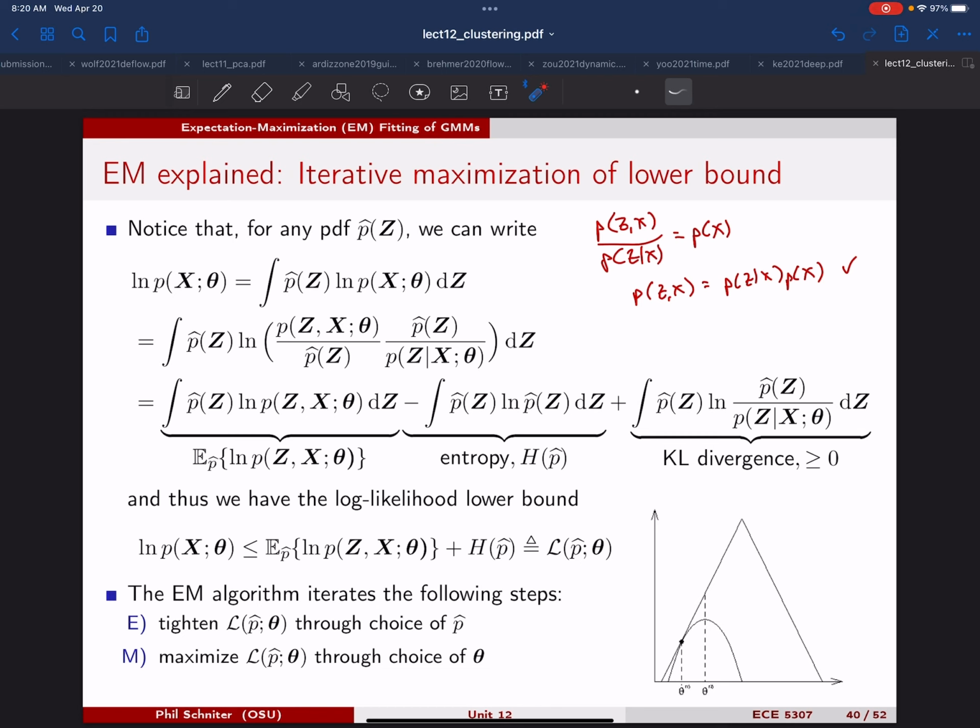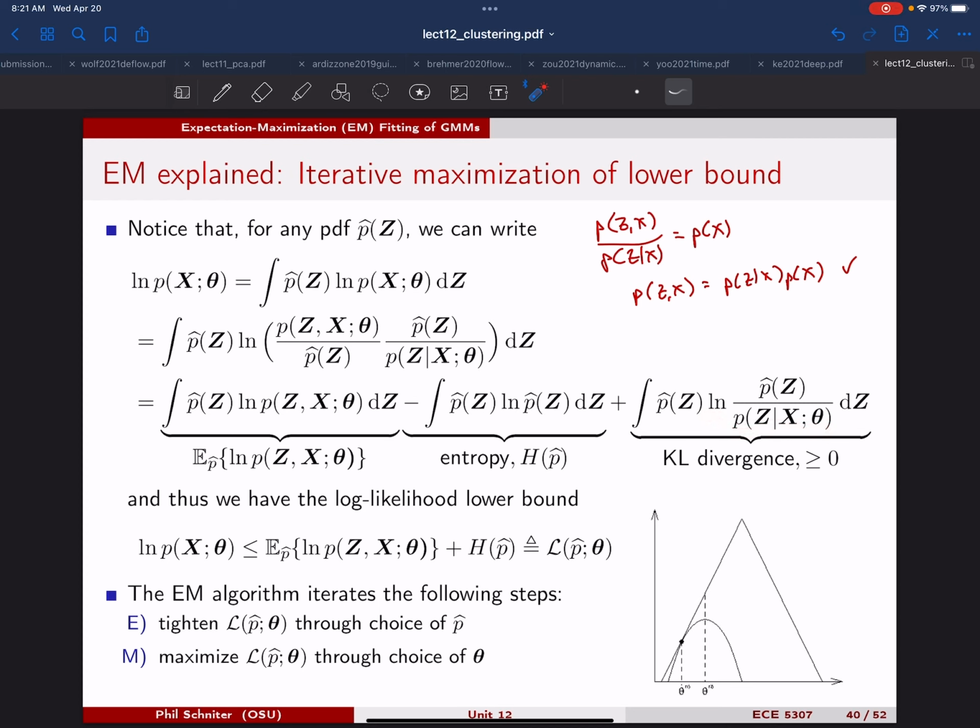So the last step is to realize that if you have the log of a product, that's the sum of the logs, right? So I can expand this, actually, we can go even further. I can expand this into log of the joint minus log of P hat Z plus log of this ratio. And that's what we've done here. So we have log of the joint minus log of P hat Z plus log of that ratio.